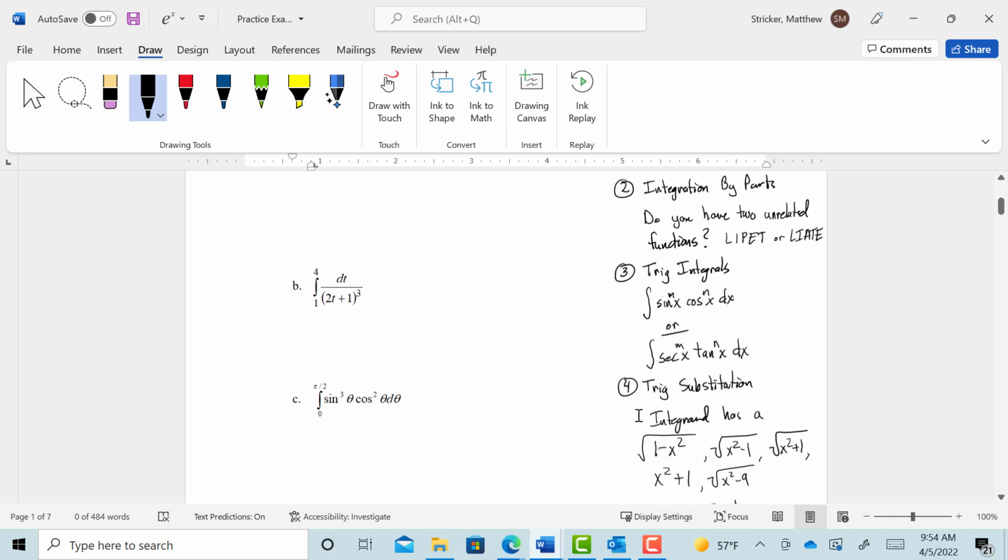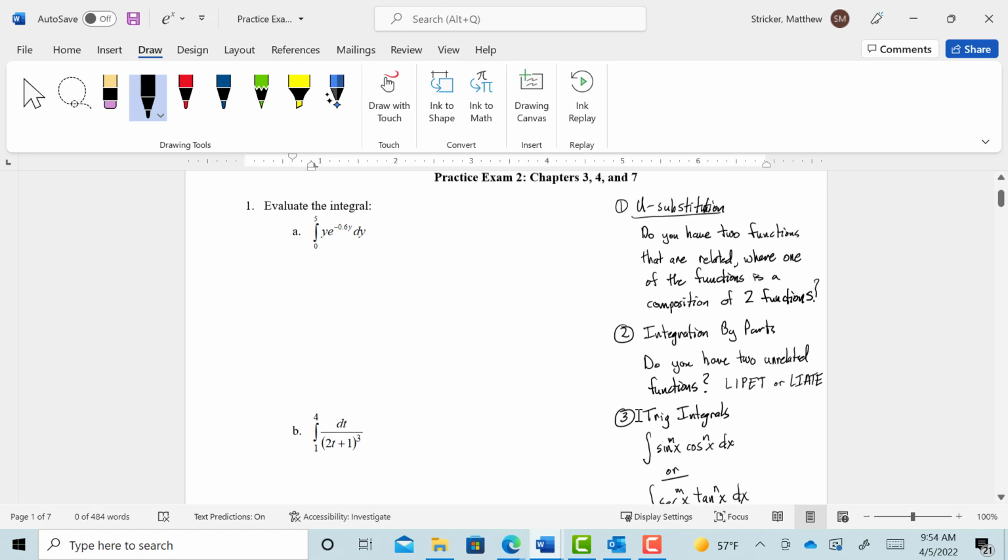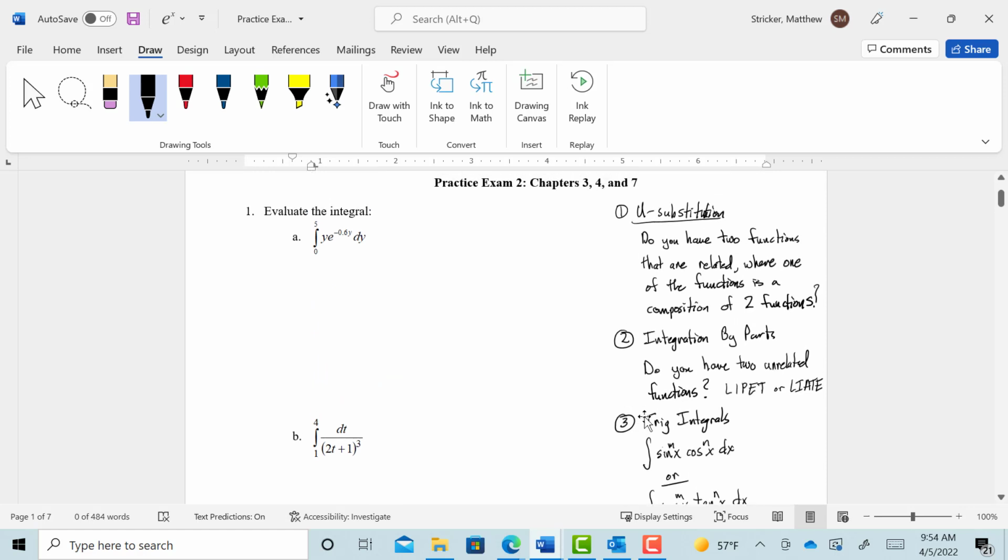So let's go ahead now and jump into this practice exam, and let's see if we can decipher which method to use. So I'm looking at A here, and I see right away, we have two functions. Now, the first question you're going to want to ask is, are they related, where we could use a U-substitution, or are they not related? So go ahead and think about that for a second. And hopefully, what you decide is that they are not related.